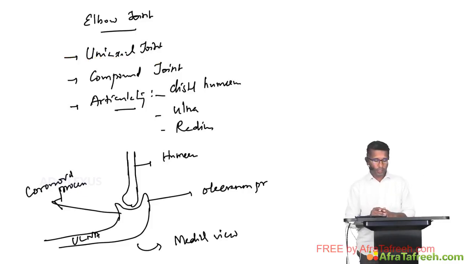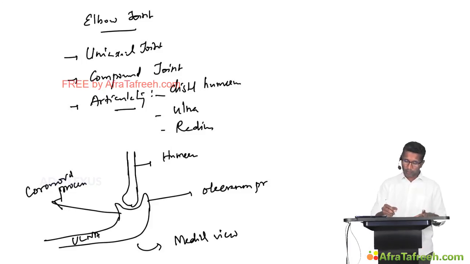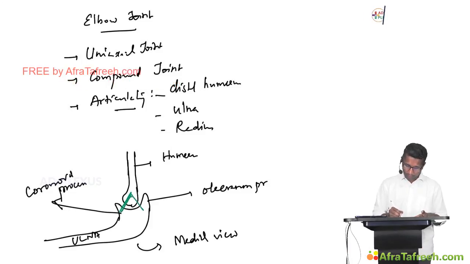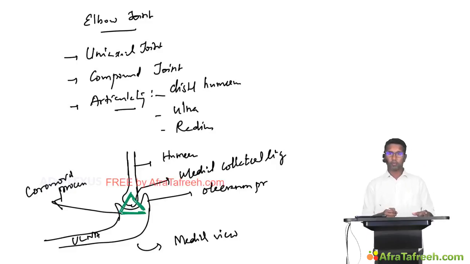Now on the medial side you get a ligament which is called the medial collateral ligament or the ulnar collateral ligament. So you get a ligament here. This ligament has got three bands. So what is this ligament? This ligament is called the medial collateral ligament.